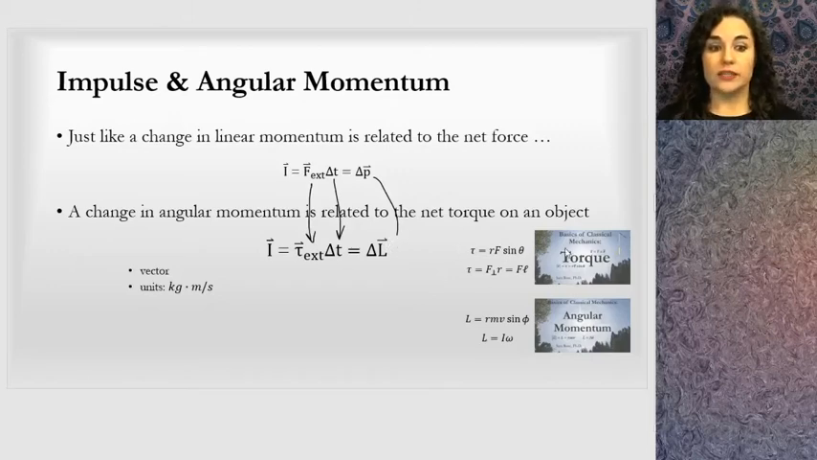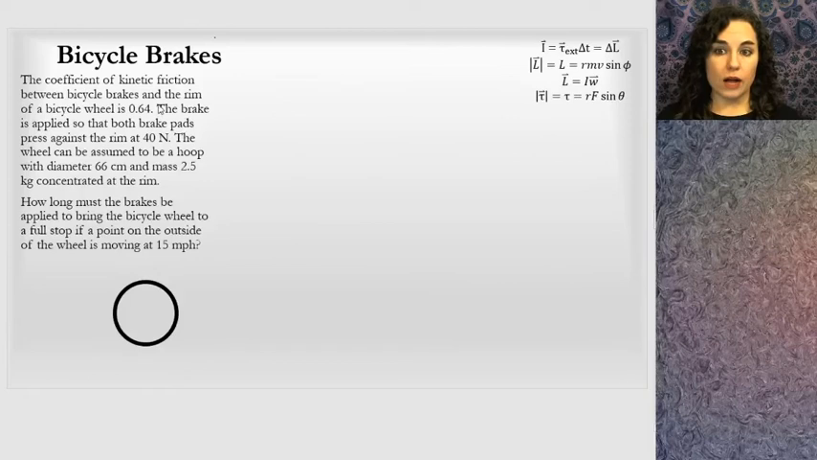Torque has been defined in previous lessons, and there are multiple ways in order to calculate the magnitude and find the direction of torque. Also, angular momentum has been defined in previous lessons, and we can use these definitions and these equations in order to solve problems. I've picked out one problem for us to work through in order to exemplify Newton's second law with impulse and angular momentum. Bicycle brakes.